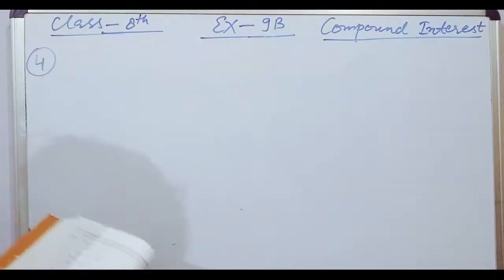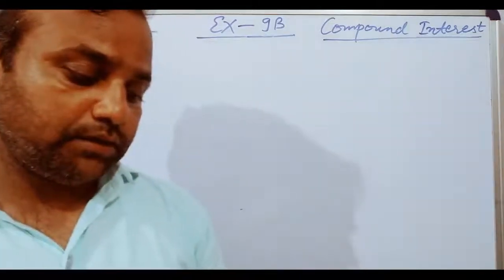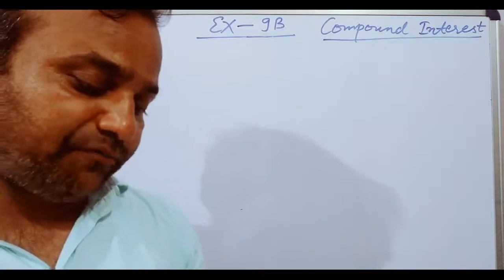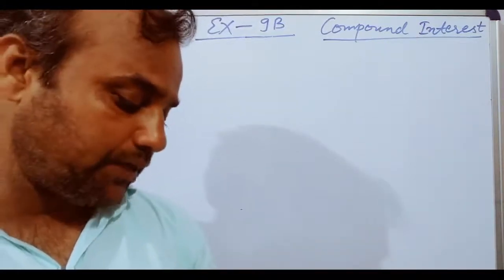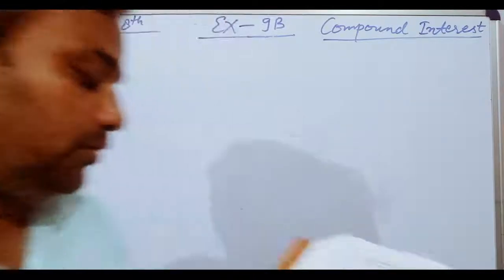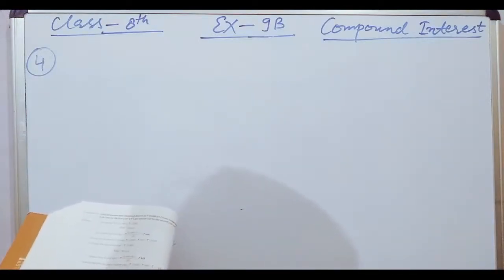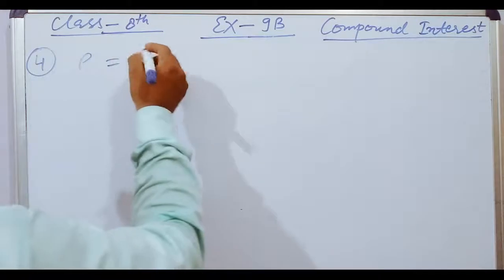Maria invests rupees 93,750 at 9.6% per annum for 3 years and the interest is compounded annually. Calculate the amount standing to her credit at the end of the second year. Second part, the interest for the third year. Third part, the compound interest for the 3 years.